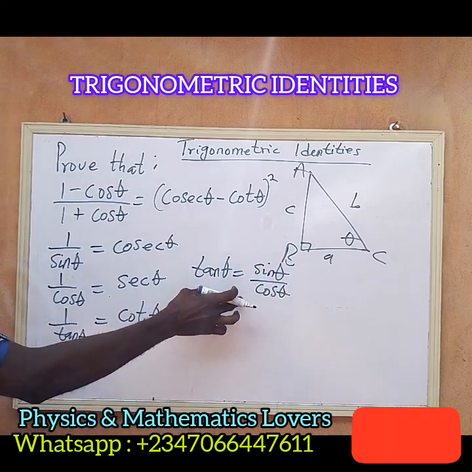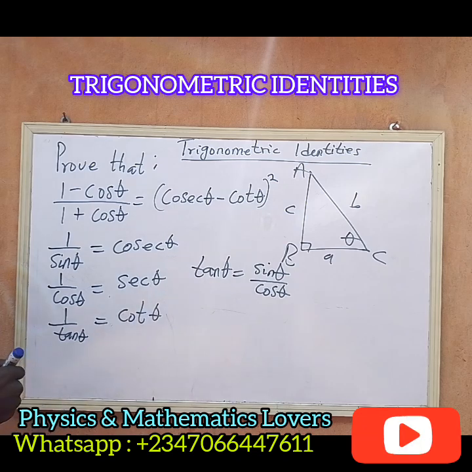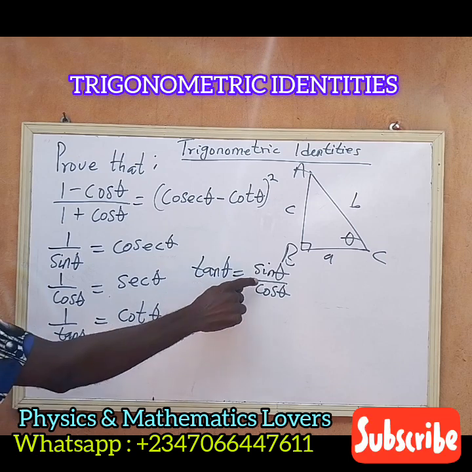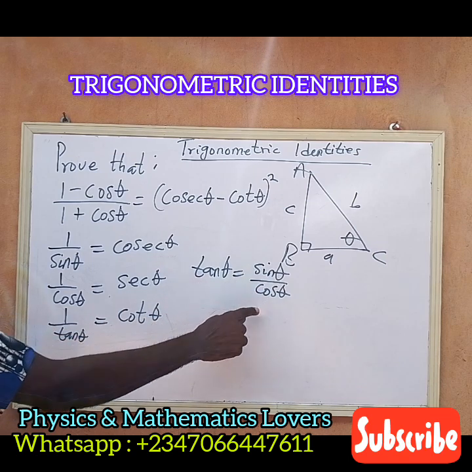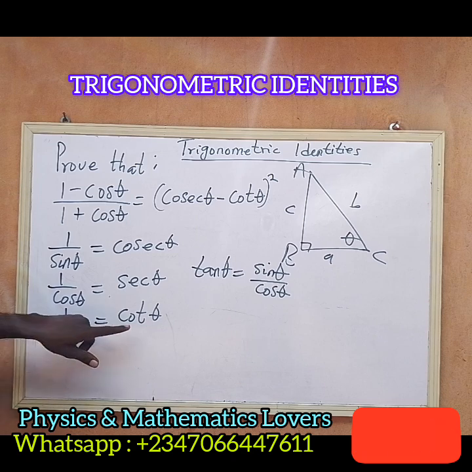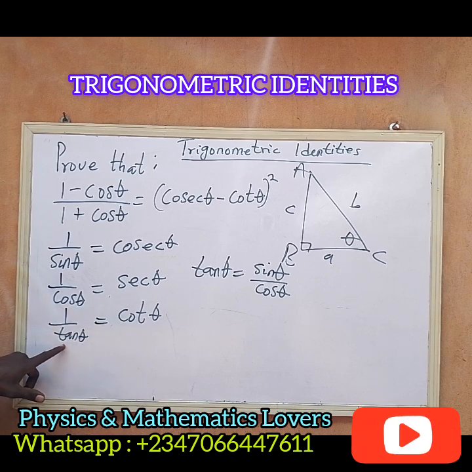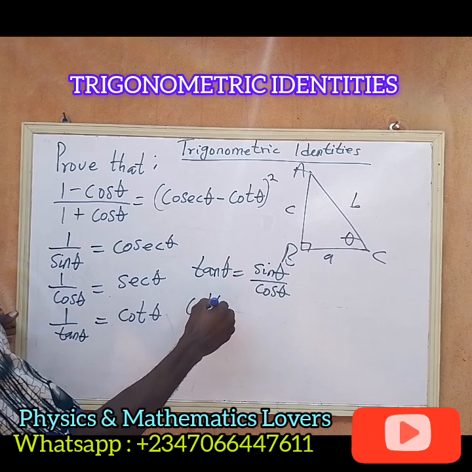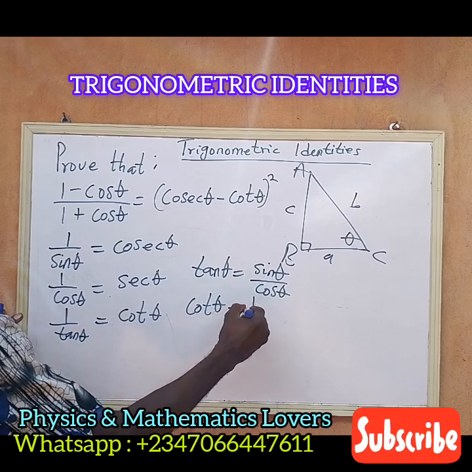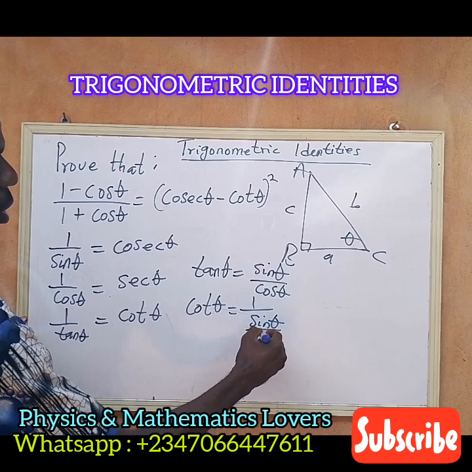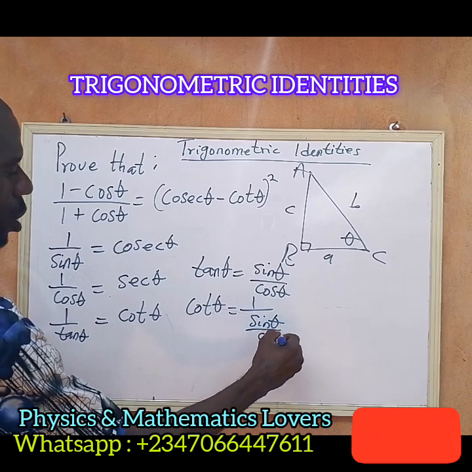This will be proved in our next video, where we are going to be doing an introduction to basic trigonometric ratios. Now we have that tan theta is equal to sine theta over cos theta. So that means if I have my cot theta here, it's saying 1 all over tan theta. Meaning my cot theta will be equal to 1 over sine theta over cos theta.